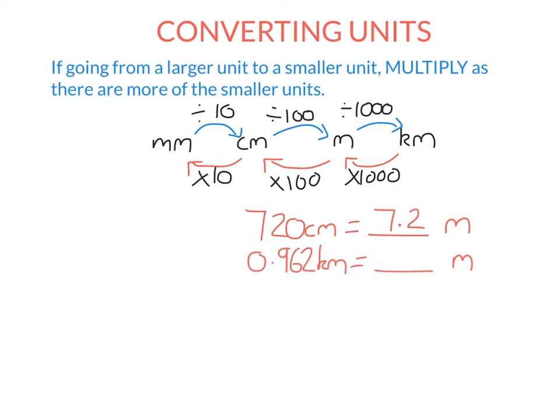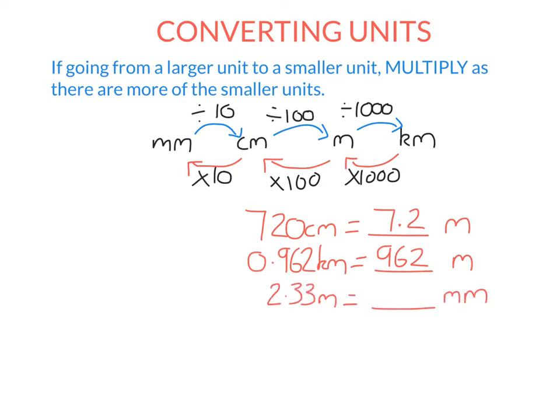Let's say I wanted to convert 0.962 kilometers into meters. So the chart to go from kilometers to meters, this time I'm going from a larger to smaller unit, I'm going to times by 1,000. In my calculator, I just write 0.962 times 1,000 and you get 962. 0.962 kilometers is the same distance as 962 meters.